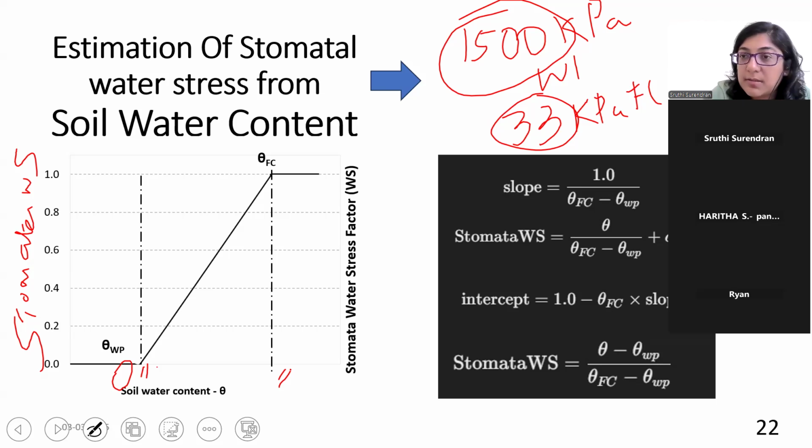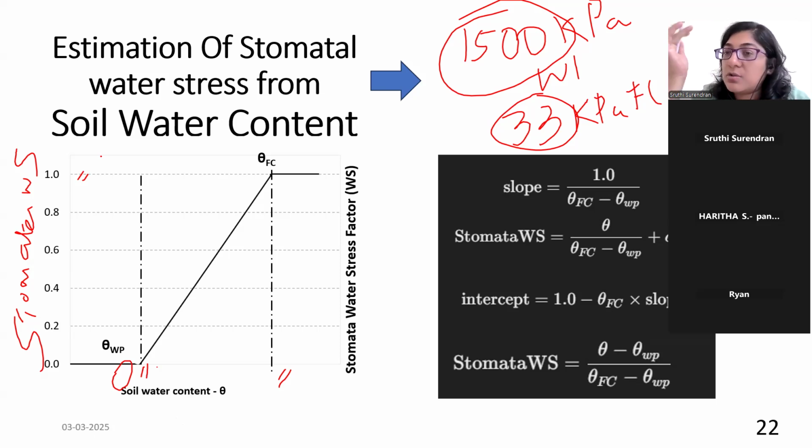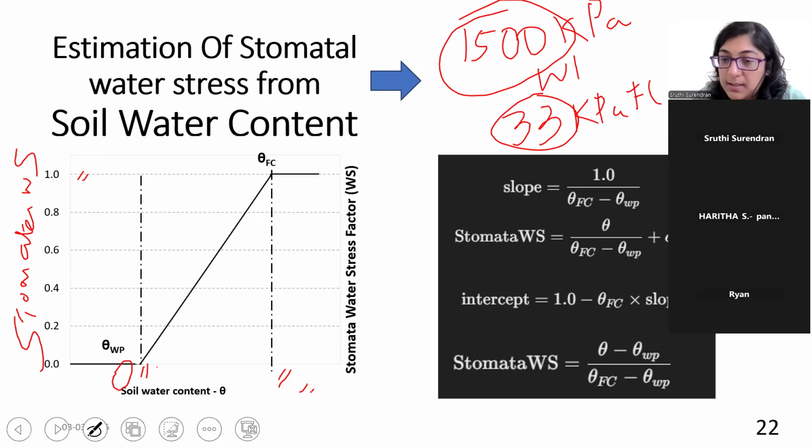Now, what does stomatal water stress equal to 0 mean? Stomatal water stress equal to 0 means the stress is very high. And if stomatal water stress is equal to 1, it means there is no stress on the stomata as a result of soil water, as a result of moisture content. But if the stomatal water stress is 0, it means the stomata is affected heavily as a result of the soil moisture content. So this linear model will give us a stomatal water stress factor that is connecting the stomatal conductance and the response of it to the soil water content.